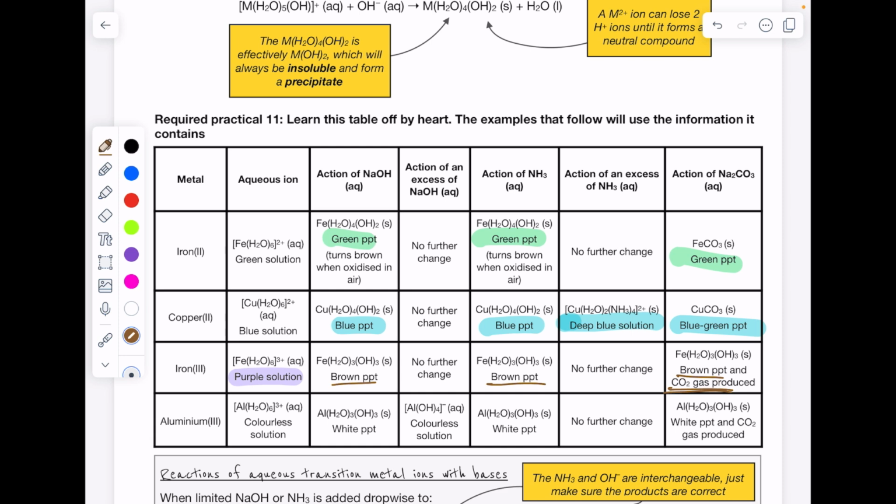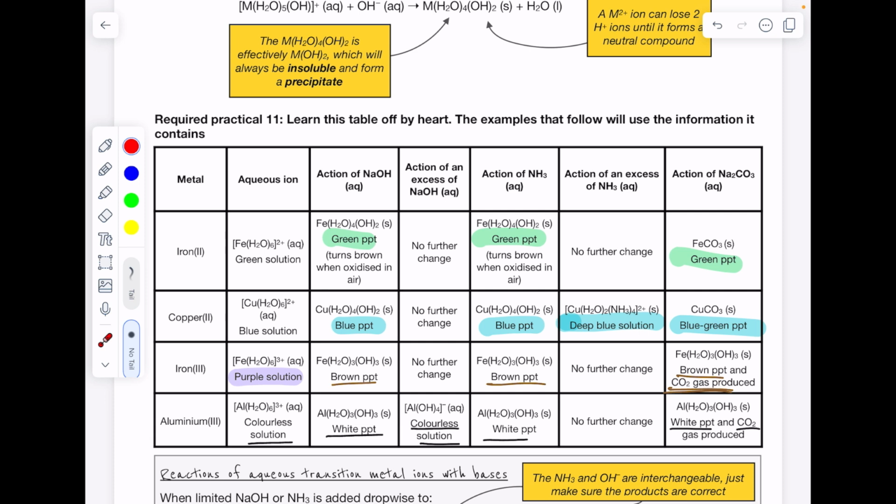And now aluminium 3, this time you have a colourless solution as the aqueous ion. Reacting sodium hydroxide with the aqueous ion produces a white precipitate. Remember, when you add excess sodium hydroxide, that precipitate dissolves to form a colourless solution. Ammonia and the aqueous ion produces a white precipitate. And then lastly, the action of sodium carbonate with that aqueous ion produces a white precipitate and carbon dioxide.